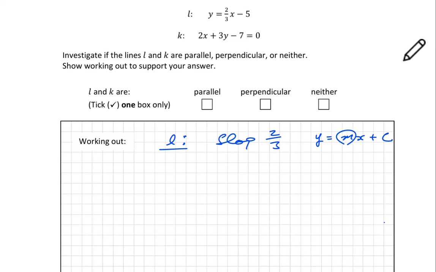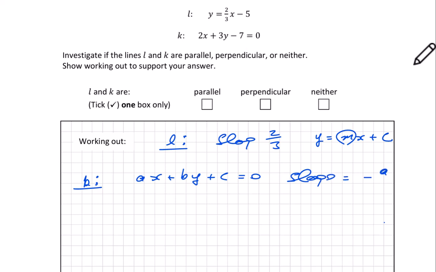Now the second one, line K, is in the form ax plus by plus c is equal to 0. And the slope here is just going to be minus a over b. This is one way of doing it. I'll show you a second way in a minute. So all we've got to do is read off a, which is 2. So it's minus 2 over b, which is 3, the coefficient of the y.